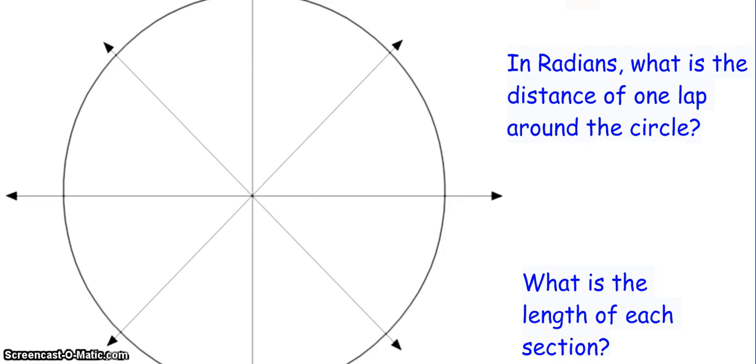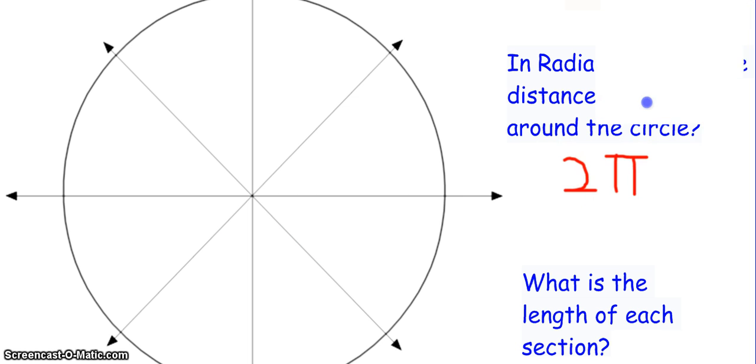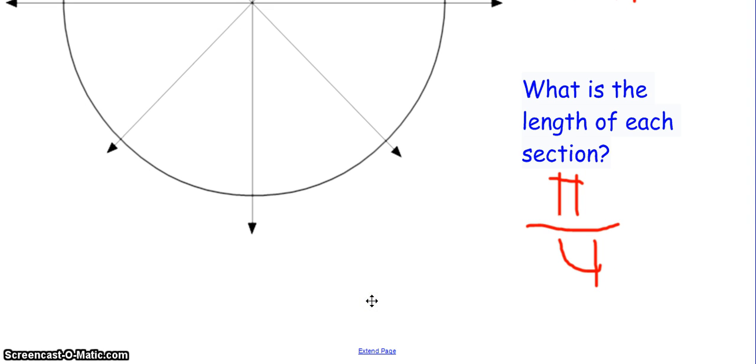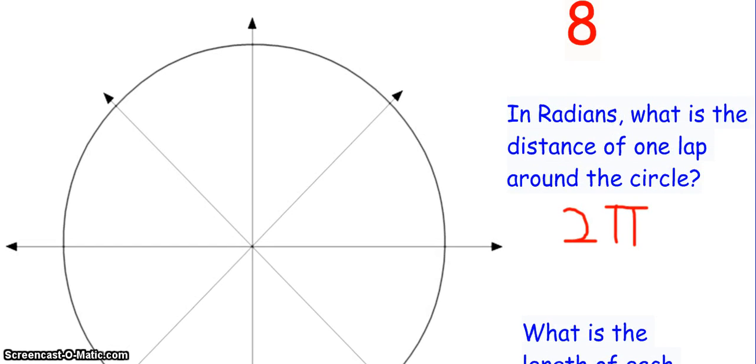Now in radians, what is the distance of one lap around the circle? What is the measure of one rotation around a circle in radians? Recall that that is 2 pi. So then what is the length of each section going to be? If I have 2 pi and I'm dividing it into 8 sections, each section will have a length of pi over 4. If I recognize that, I can count by pi fourths.